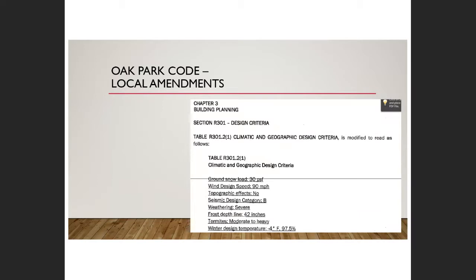Because again, if we were in Arizona rather than Oak Park, obviously the climatic design criteria would be different, right? We don't have to concern ourselves with a 42-inch frost line depth in Phoenix or Tucson. That's a wholly different set of considerations. So that's an example of some of the things that might be in a local amendment. A local amendment, certainly in Oak Park, I know there are historic districts in Oak Park. Those sorts of things would be covered in a local amendment as well.